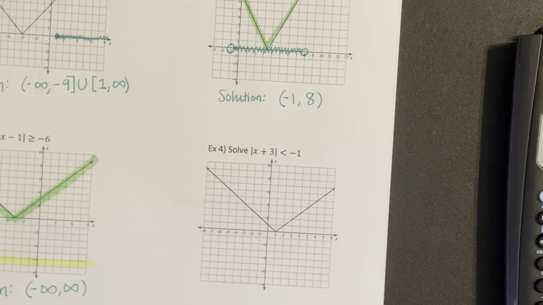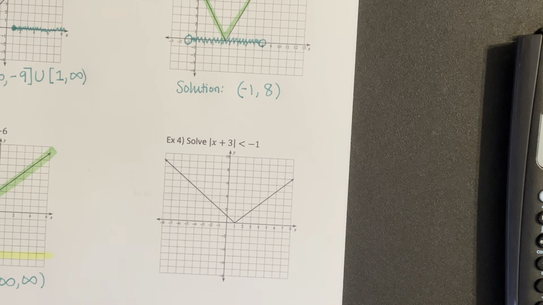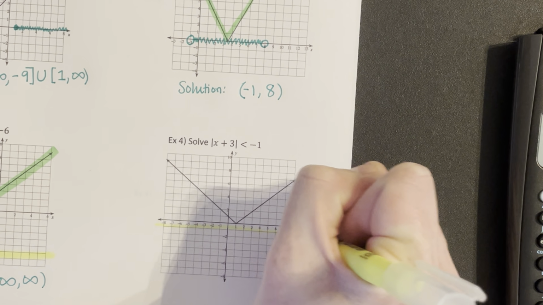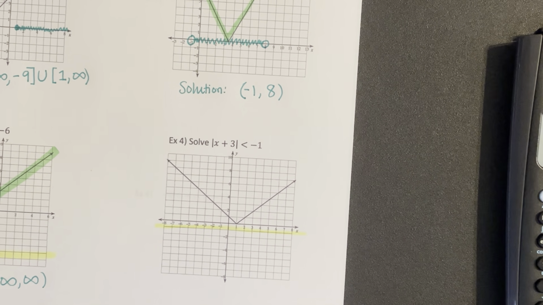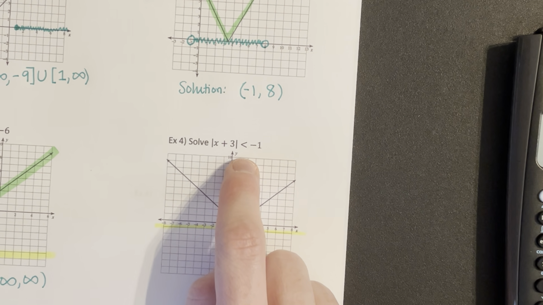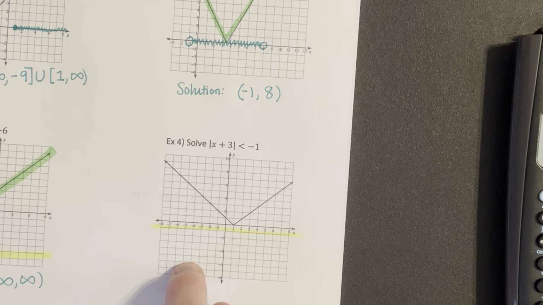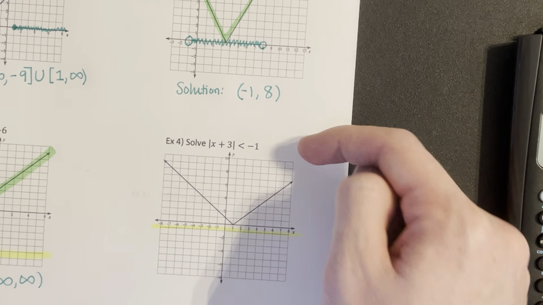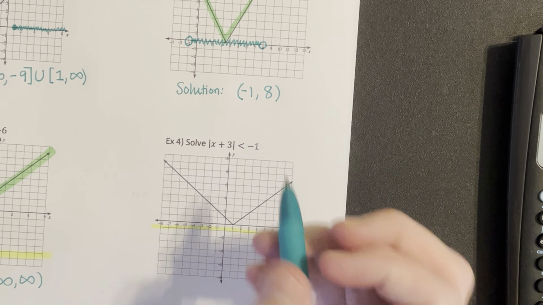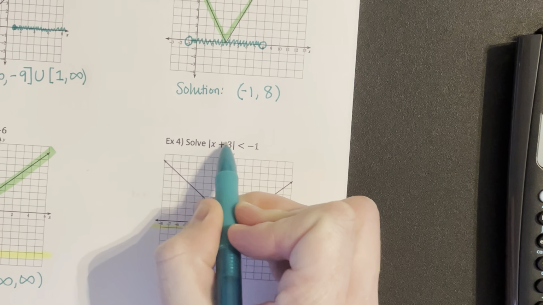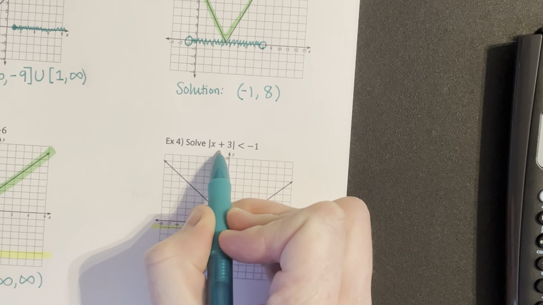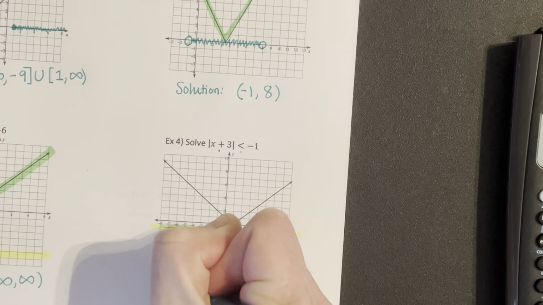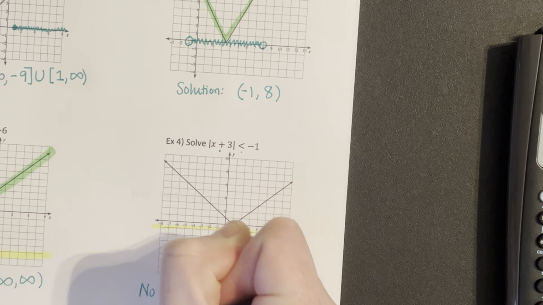Example 4 shows the absolute value of x plus 3 is less than negative 1. So again, I find negative 1 on the y-axis. But this time, we switched it to less than. So this function is actually never going to be less than negative 1. It's always above negative 1. And that's because the output of an absolute value will always be positive. So it's never going to be less than a negative. So our solution is no solution.